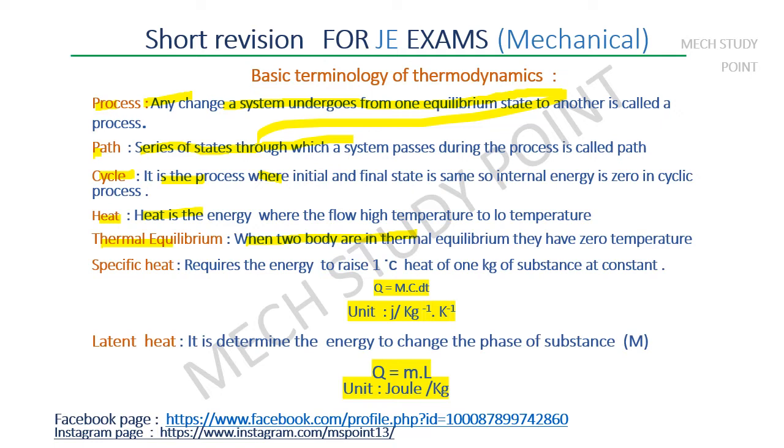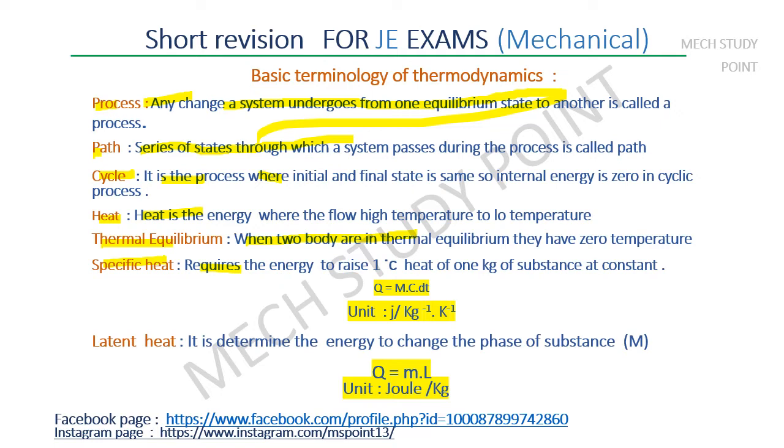So next is the specific heat. Specific heat is the heat required to raise the temperature of 1 kilogram of mass. There are two types: specific heat at constant pressure and specific heat at constant volume. The heat required to raise the temperature of 1 kilogram of a substance by 1 degree Celsius at constant pressure is called Cp.